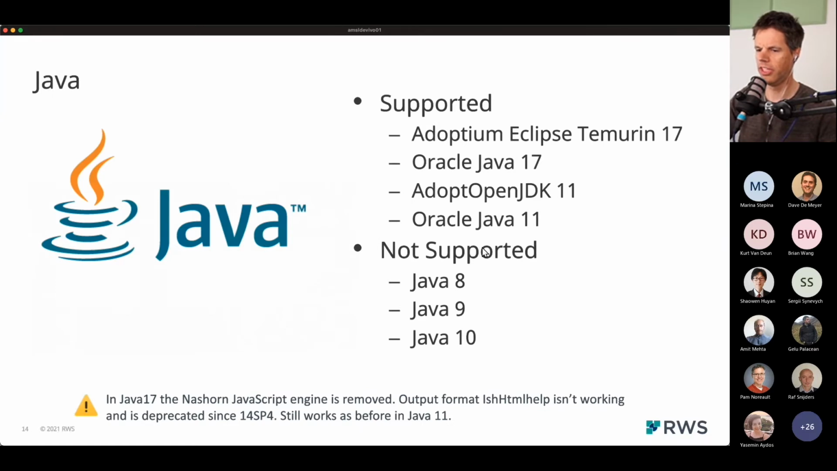Then we come to the Java section. We're going to support Java 17, so the Adoptium or the Oracle one, it doesn't really matter. And also we still support OpenJDK 11 and also Oracle 11. In Java 17, they removed the Nashorn JavaScript engine, and that engine is used in the IS HTML Help that we supply as a reference. So that one is no longer working in Java 17, but it still works in Java 11. So if you want to use it, it's still supported in Java 11. If you're using Java 17, the IS HTML Help is no longer working.